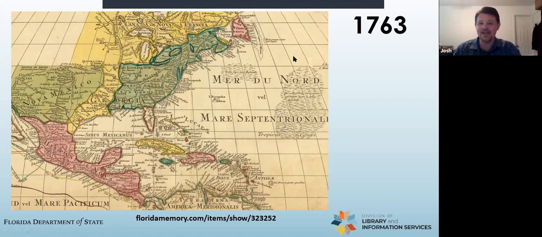So Florida is sort of thrust into the middle of all of this just as soon as it's discovered, because it does occupy a very strategic location in all of this.